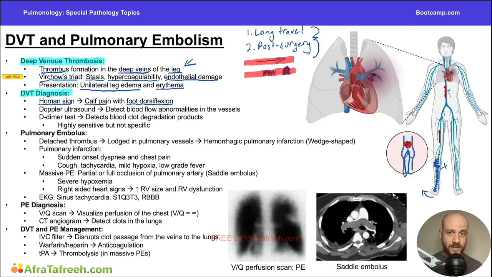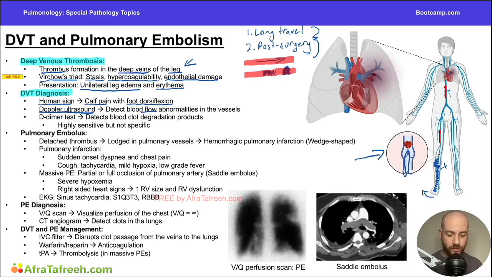Now, one of the better tests to use is something called a Doppler ultrasound, and this is essentially just a radiology tool that can detect blood flow abnormalities in affected vessels. So like we described over here, if a DVT is present, then we're going to see impaired venous drainage through the DVT, and this can be picked up on Doppler ultrasound.